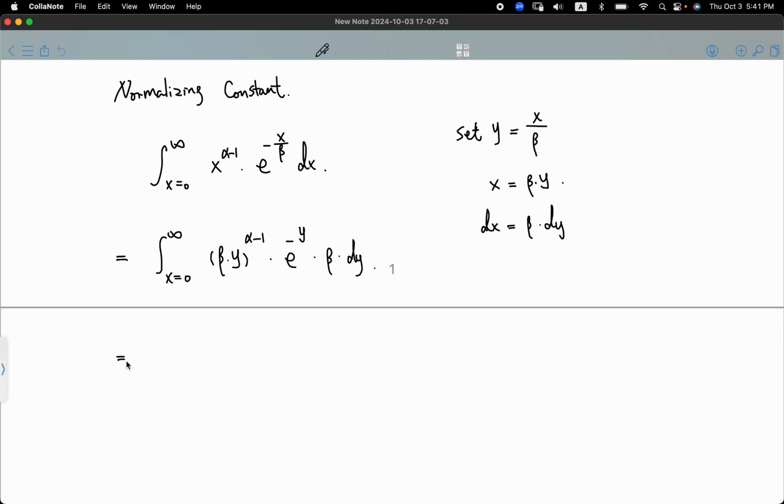Also, let me ask again, what is the support for this new integral here when we're with respect to y? What is the lower bound here? Now we change it to y. So what you can do, again, is plug the upper bound and lower bound into our construction. So our lower bound is x equal to 0, plug it in, the lower bound becomes y equal to 0, and the upper bound y equal to infinity.